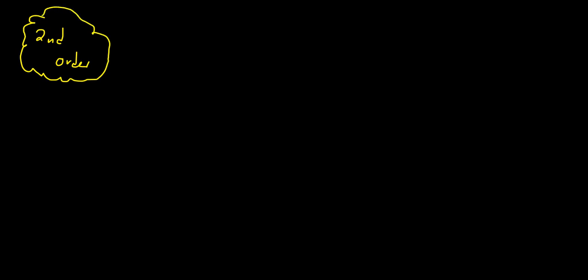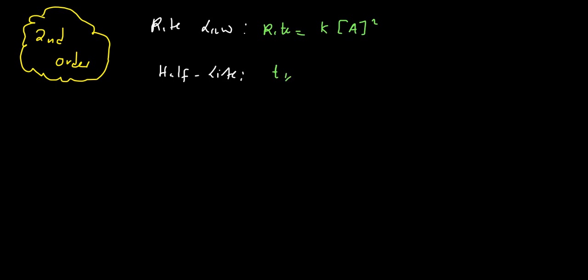So for a second order reaction, starting with the rate law, the rate law is going to be rate is equal to k multiplied by the concentration raised to the power 2. And then the half-life is given by t half is equal to 1 over k multiplied by the initial concentration. It's only zero order reaction whose half-life does not depend on the initial concentration of A.